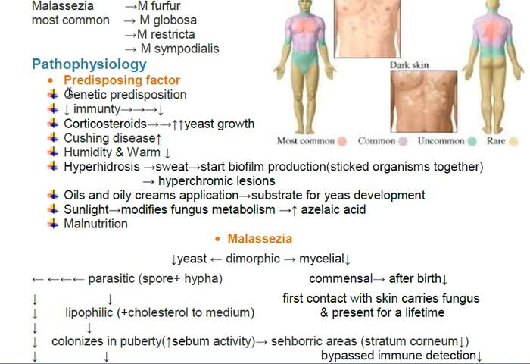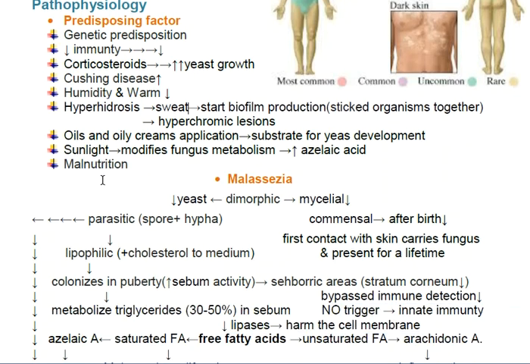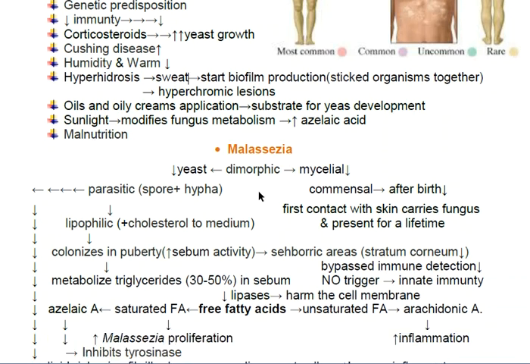Genetic predisposition, low immunity, corticosteroids, and Cushing syndrome all cause increased yeast growth. Humidity and warmth, hyperhidrosis, and increased sweating initiate biofilm production and are always associated with hyperchromic lesions. Oils and oily cream application act as a substrate for yeast development, as it is lipophilic. Sunlight modifies the fungus metabolism and increases azelaic acid production. Malnutrition also has a role.